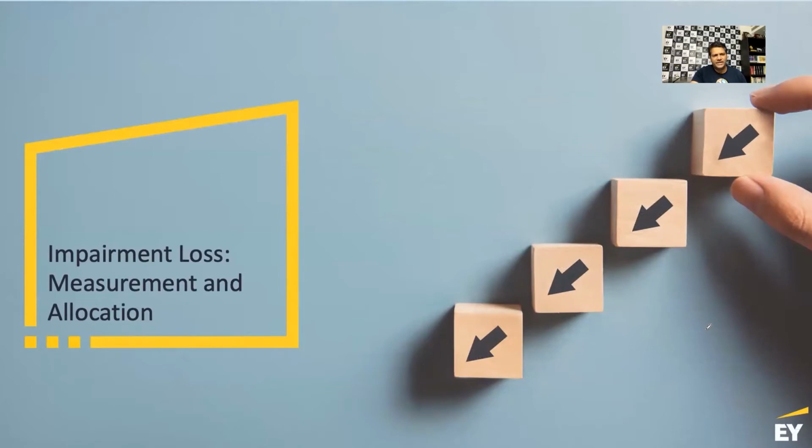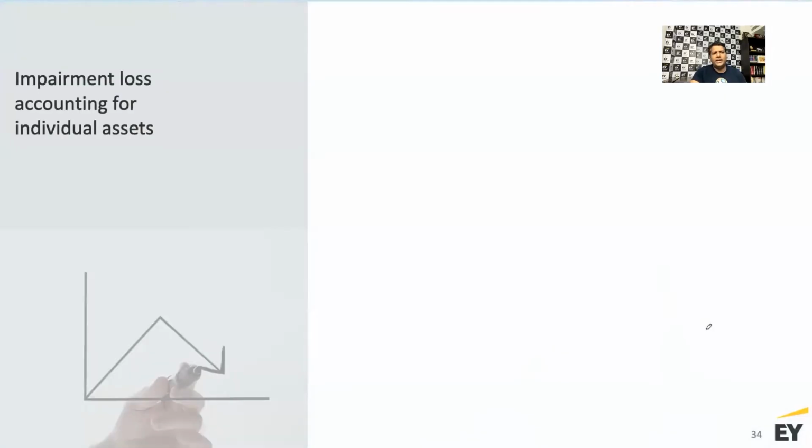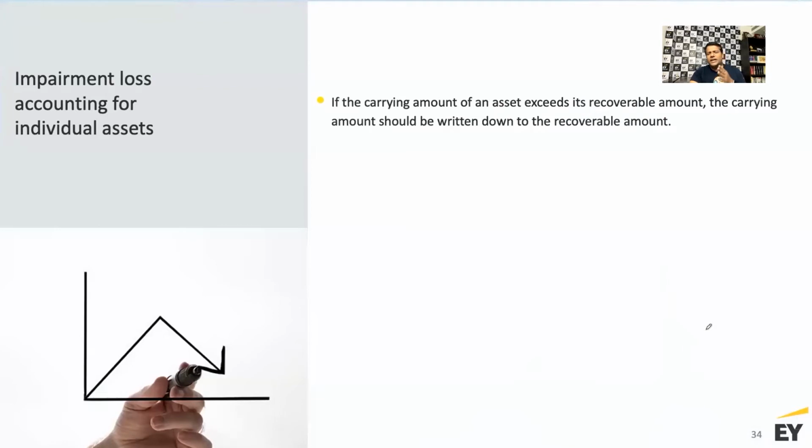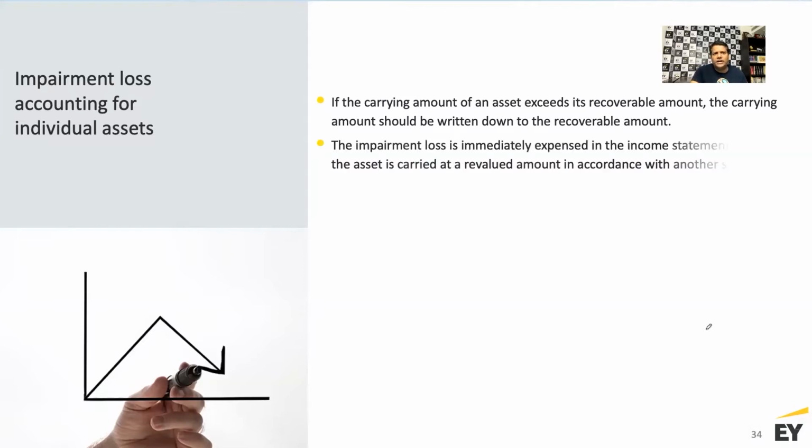Now we're going to move ahead and compute the impairment loss measurement and allocation, and that's an important area, and this is an area where we do see some of the questions in the examination, and you've got to be very careful again of the details in the question paper to get it right. When there is an impairment, if the carrying amount of an asset exceeds its recoverable amount, the carrying amount should be written down to the recoverable amount, and the impairment loss is immediately expensed in the profit and loss account.